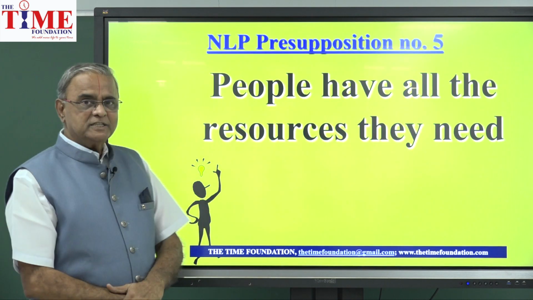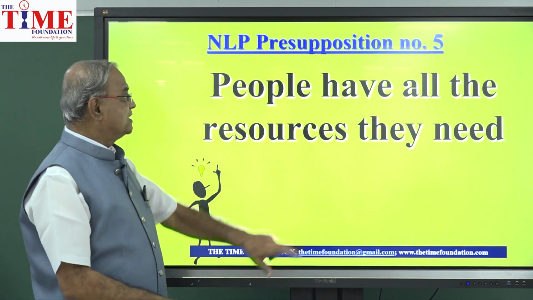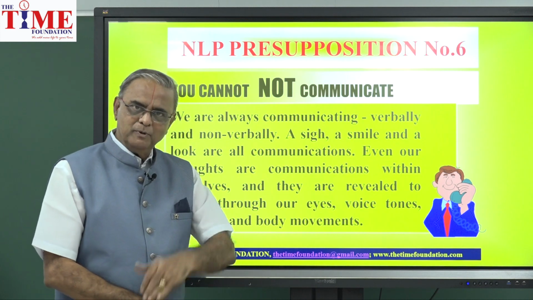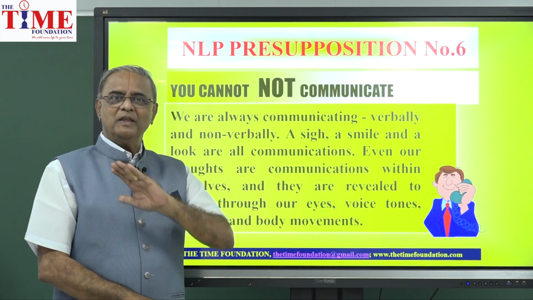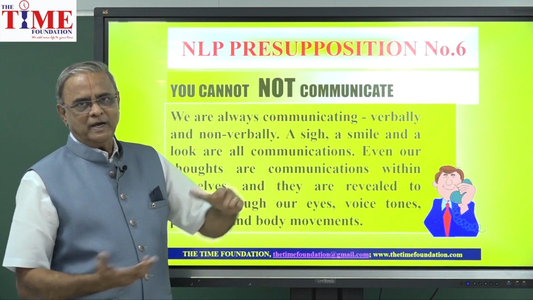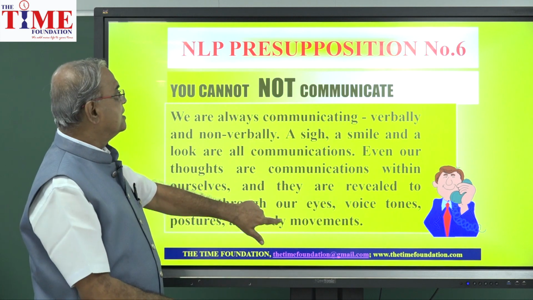The fifth presupposition is, people have all the resources they need. The sixth presupposition is, you cannot not communicate. Note the double negative there. We will know as we proceed what the presupposition means.